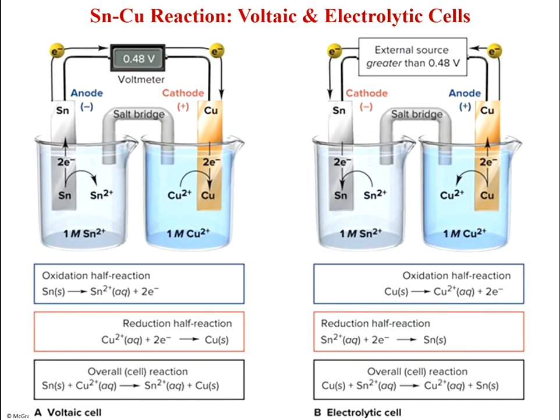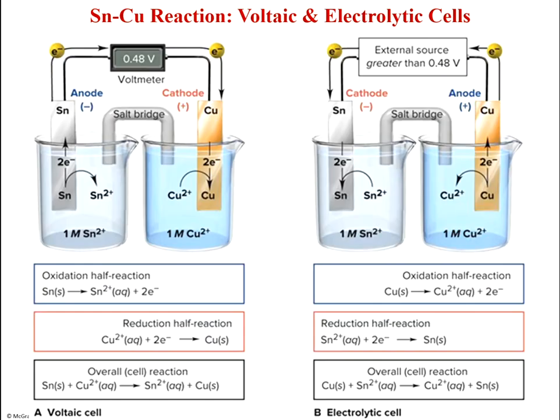So we see here the tin-copper reaction, and we can contrast the voltaic cell on the left-hand side with the electrolytic cell on the right-hand side. We're looking at the same reactions, we're just making the electrons move in one direction or the other. On the left-hand side, that is the voltaic cell, electrons spontaneously move from tin to copper, such that copper is reduced spontaneously and tin is oxidized spontaneously.